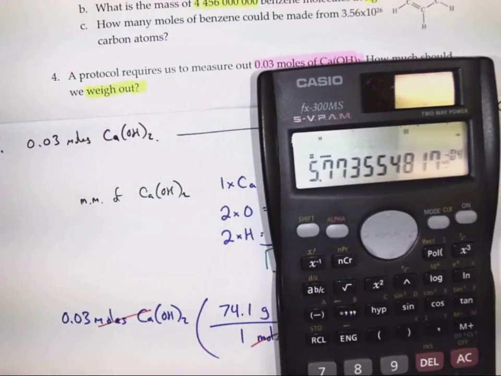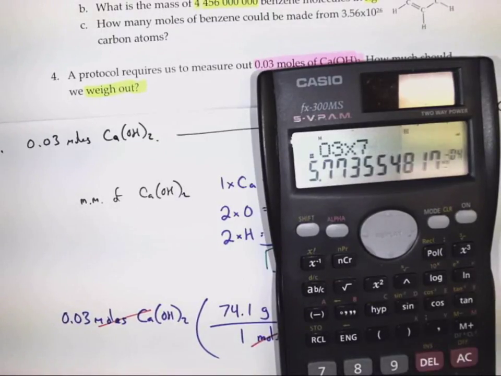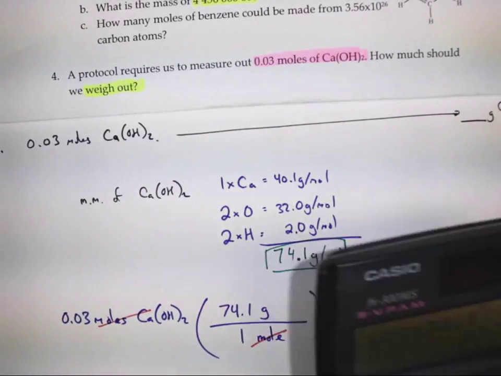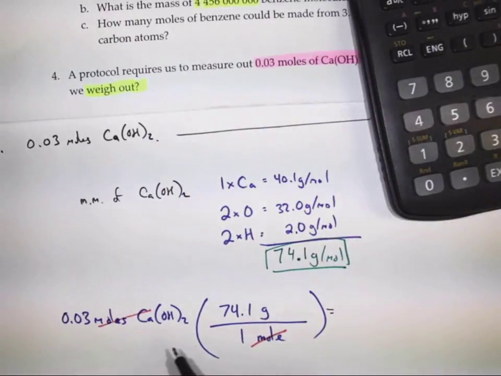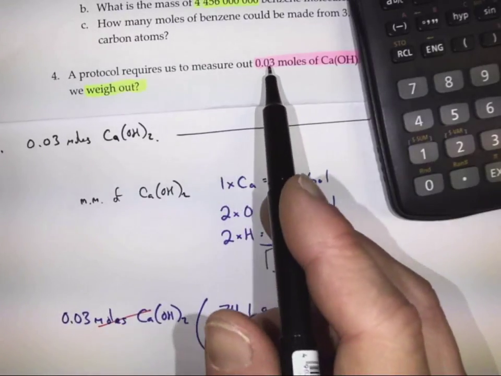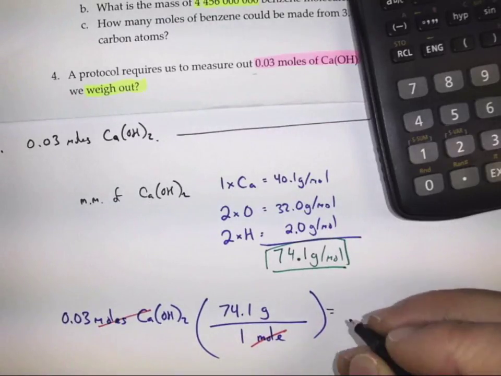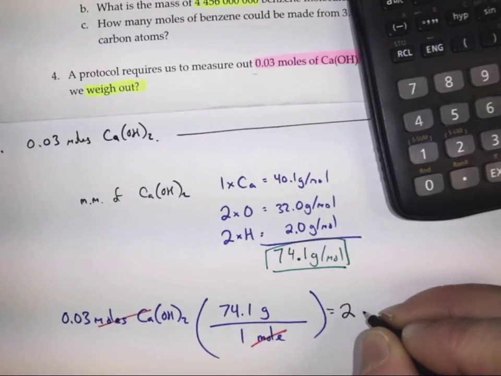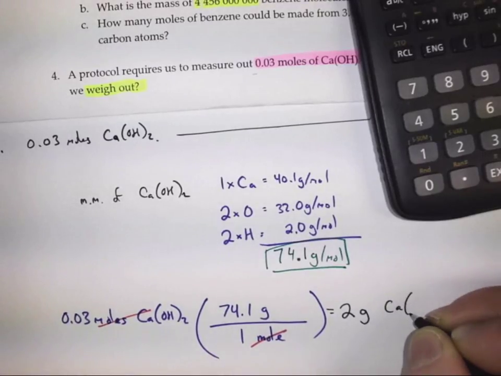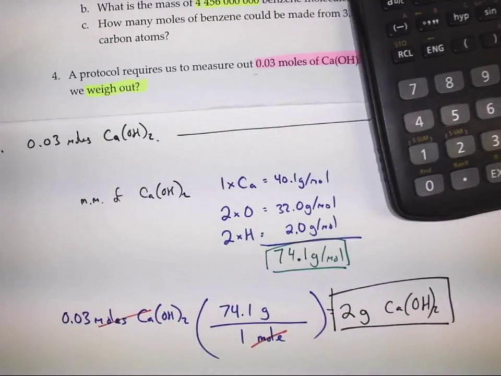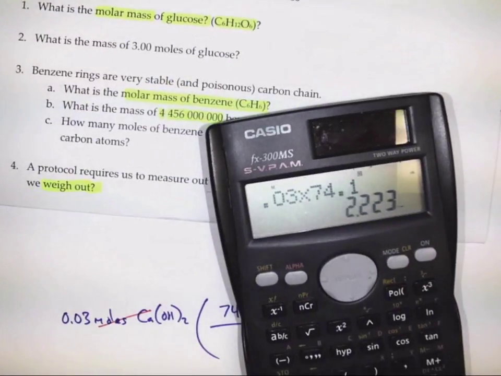That's going to give us 0.03 times 74.1, which is 2.223. Now, how many sig figs should I be expressing? Well, there are 3 sig figs for the molar mass, but there's only 1 expressed here. This is 1 sig fig. These zeros just separate our number from the decimal. So this is not a very precise measure. So we should express that really as just 2 grams of calcium hydroxide. And we round off the other values.